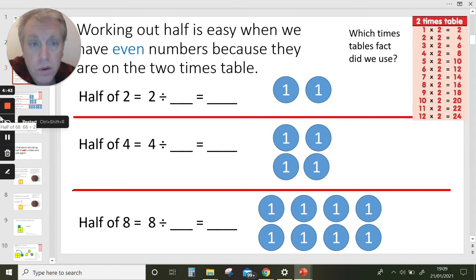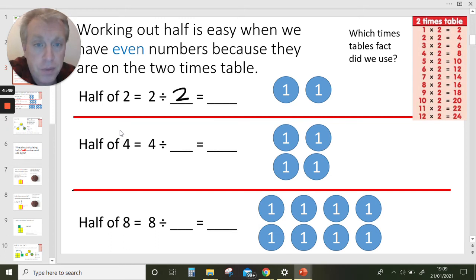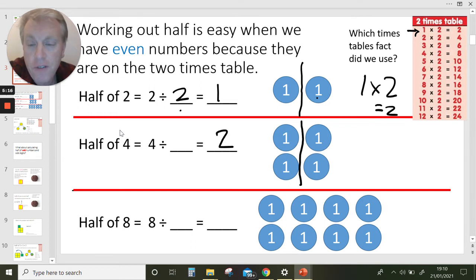So half of 2 is 2 divided by 2. Here's the 2, down the middle, well, 1 each. And which times table did we use? Well, 2 divided by 2 means how many 2s make 2? 1. So we're using 1 times 2 equals 2. Half of 4. We know that one, that's very easy. Half of 4, we're using 4 divided by 2. So we're saying, how many 2s make 4? 2 times 2.